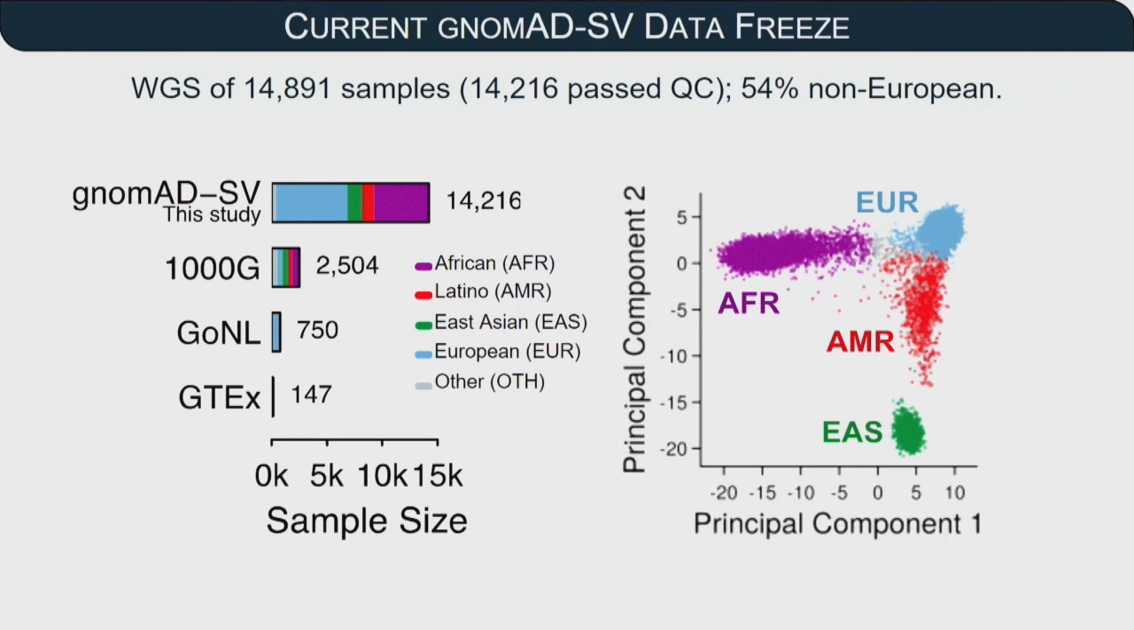The first thing we were scared of is could we actually joint call all of these? And it turns out we could fairly well, so we only lost about 700 genomes. And so the QC worked out fairly well, and we end up with about 14,200 genomes, which is about a 6-fold increase over the resources we had.